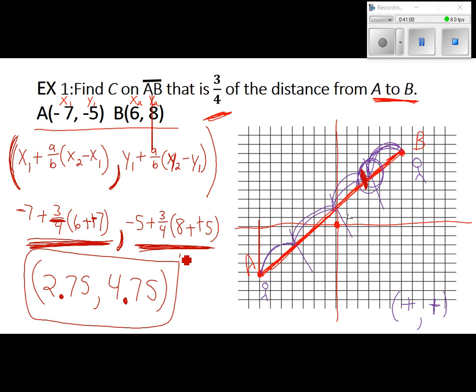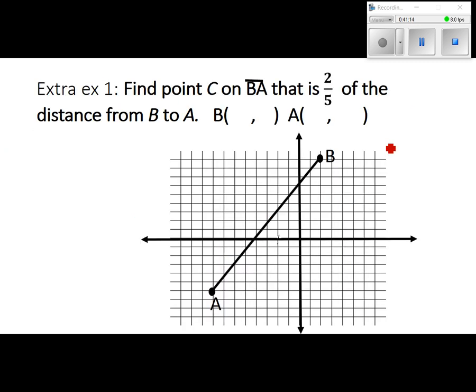That's the point that's gonna be 3/4 of the way up this segment. On this one, I've already graphed it for you on the paper, right? Yeah. So what we have to do is find the coordinates. So take a second, nobody holler out the answer. Find the coordinates for B first. And then find the coordinates for A.